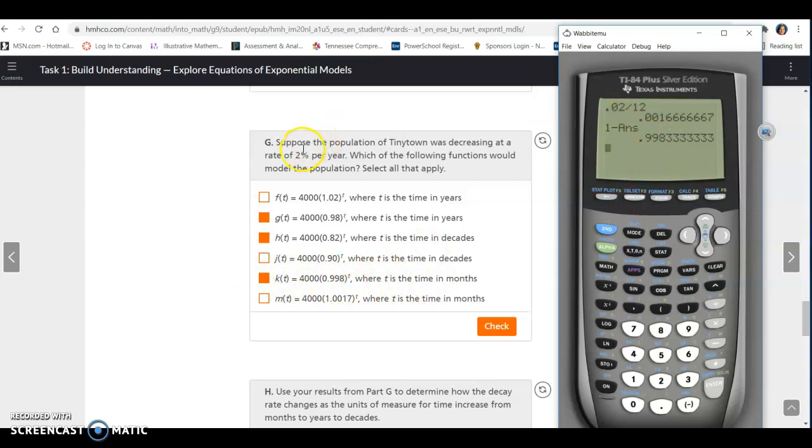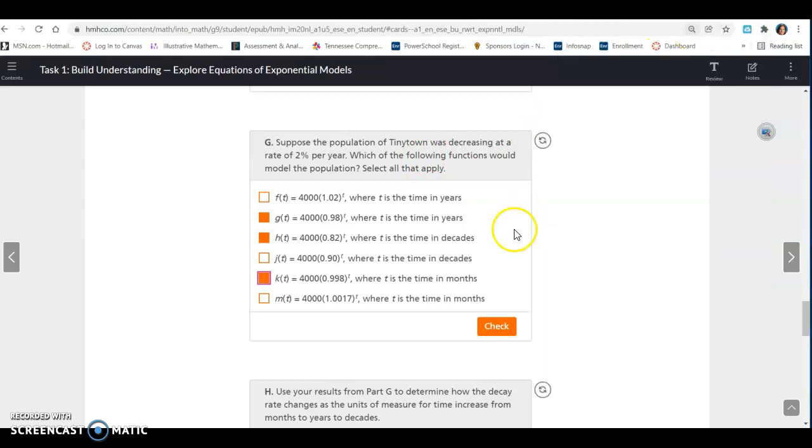So you're going to take the 2% per year, and we know that there's 12 months in a year, so that's why I divided by 12. And then when it's decay, it's 1 minus your interest rate, where when it's growth, it's 1 plus your interest rate. So that should be the correct answer.